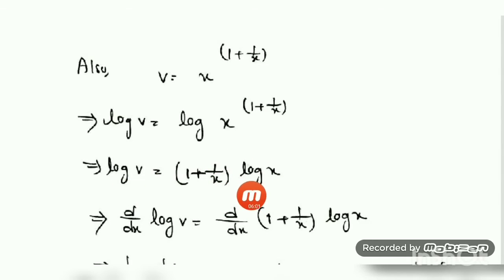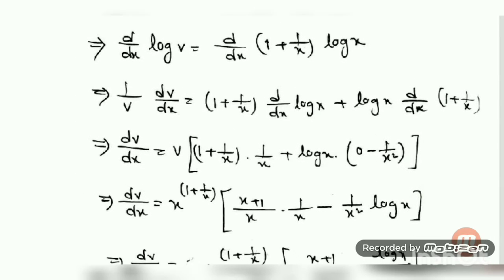Now after simplification, we have to take d/dx. So taking d/dx on both sides, d/dx of log v is equal to d/dx of this into this. On the left side we can use the function rule, but on the right side you have to use the product rule. So here, thinking v as a function of x, we can write d/dx of log v is equal to 1/v dv/dx. Here the product rule can be used. Product rule gives you u into v: the first, 1 plus 1/x, d/dx of log x, plus log x, d/dx of 1 plus 1/x.